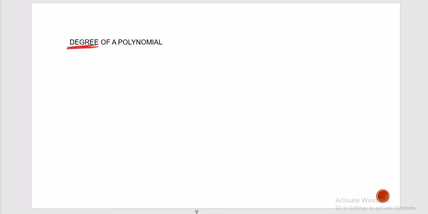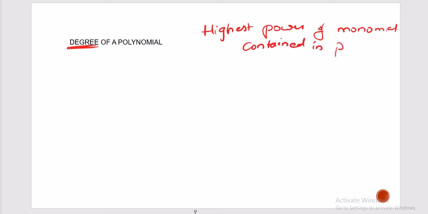Degree of a polynomial. Now let us see, what is meant by degree? Degree is, in short, the highest power of a monomial contained in a polynomial. So the highest power of a monomial contained in a polynomial is called the degree of a polynomial, right?